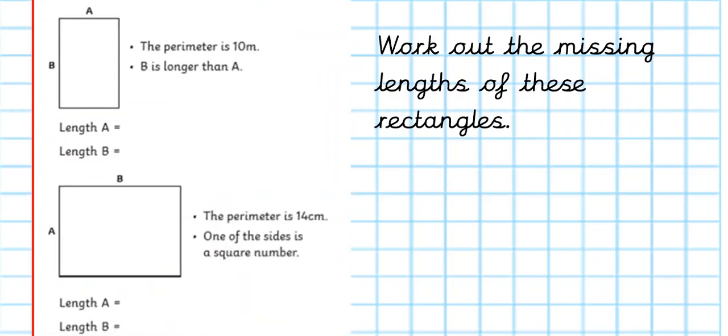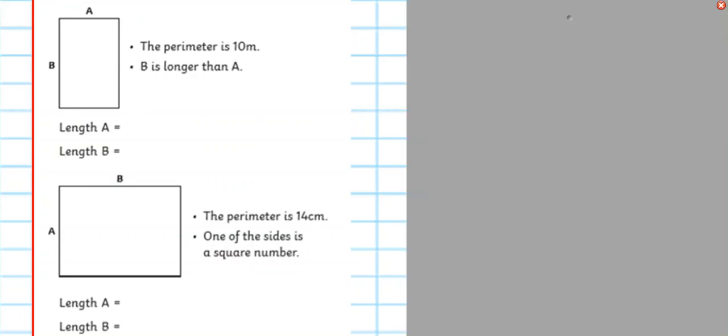Okay, so now it's your turn. Can you work out the lengths of these rectangles? So work out the missing lengths. Take into account the clues on the side. Remember the perimeter means add it all up all the way around. Pause the video now and have a go. Okay, let's have a look then.